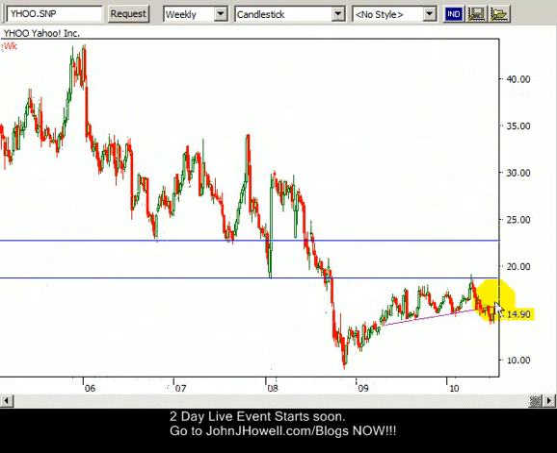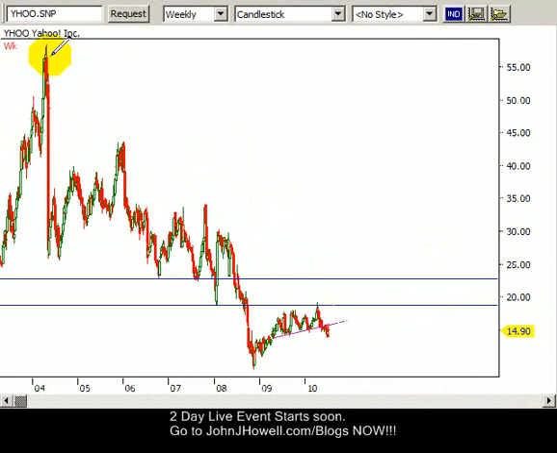So there you go, guys. Yahoo looks like it wants more downside to come. And once again, keep an eye on that big downtrend. If we clearly break that and start to step above it, that's going to be a major, major turning point in Yahoo, in my point of view.